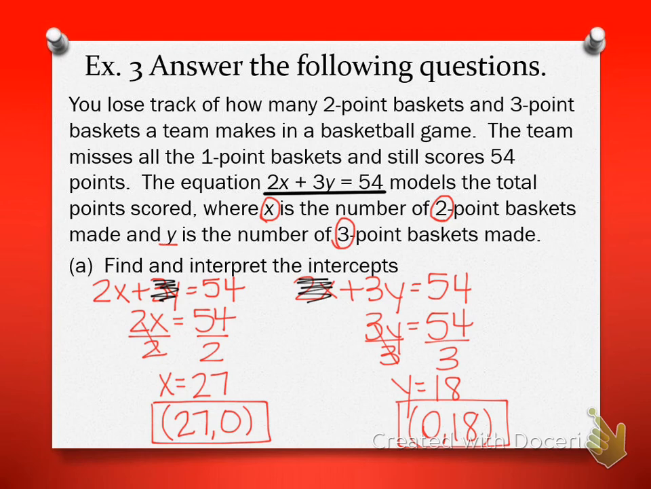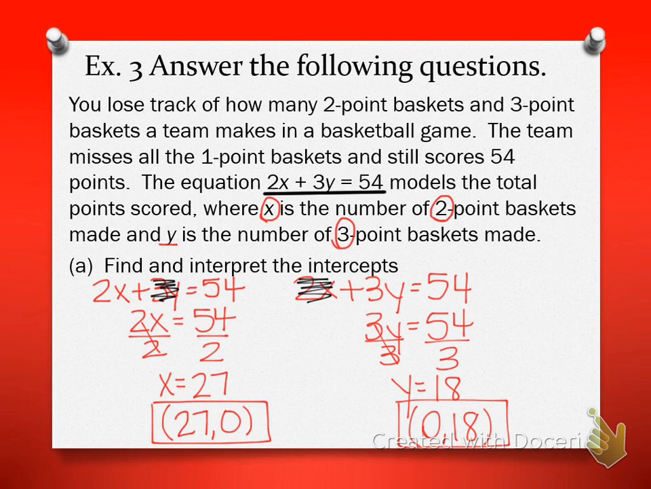So someone raise your hand and interpret this intercept for us. According to this intercept, the team scored 0 2-pointers and 18 3-pointers. Okay? So what would be the final answer that we would write down? Because it says find and interpret. So we have found them. What would be the final answer that we would write down? She said they scored 27 2-pointers and 18 3-pointers.